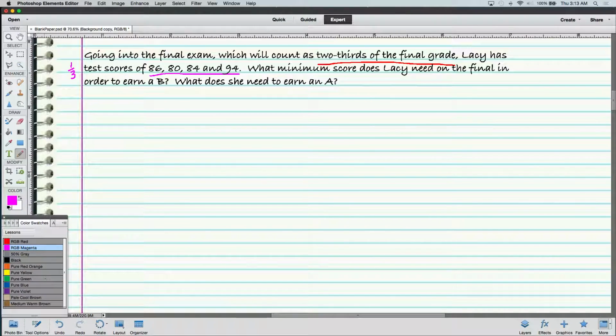What is the minimum score? We want the minimum score in order to earn a B. And what does she need to make an A? So we're just going to assume that a B is 80% and up, and an A is going to be 90% and up. So what does she need in order to get an 80 or above? What does she need in order to get a 90 and above?